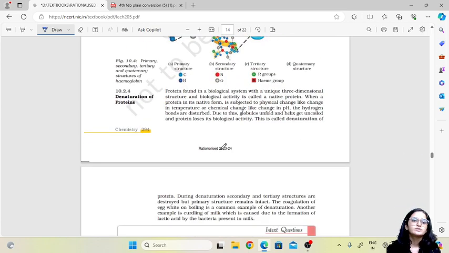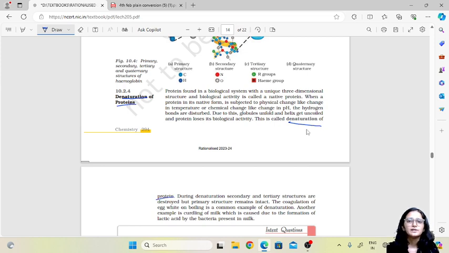Now a very important concept here is denaturation of proteins. See, when we boil an egg, what happens? It becomes harder. The protein found in the biological system has a 3D structure and biological activity, and is called a native protein. But when it is subjected to a physical change, like a change in pH or temperature, then its hydrogen bonds are disturbed, and due to this it unfolds and the helix gets uncoiled and the protein loses its biological activity, and that is called denaturation of proteins.